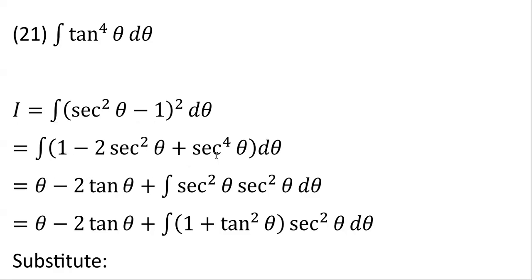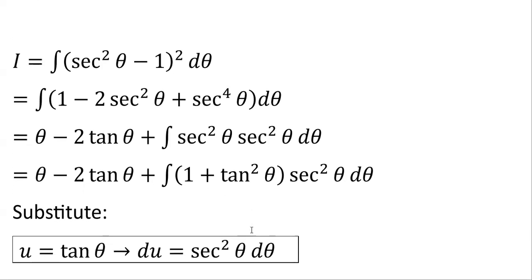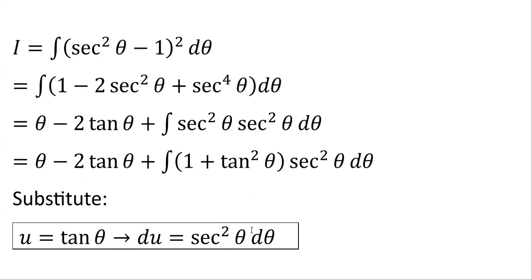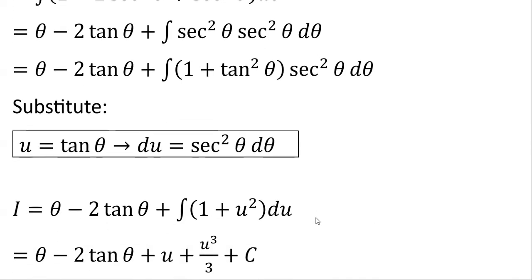Okay, the secant to the fourth, now this is more familiar territory, because I can save secant squared, and then this other secant squared I can rewrite back in terms of tangent. So that's what happened over here. All right, now I let u be tangent. Du is secant squared then. So the integral becomes 1 plus u squared du, and that's just simple power rule from here. So that is u plus u cubed over 3.